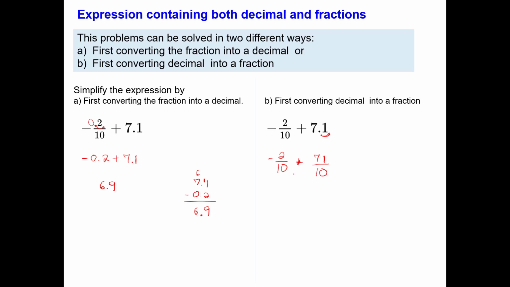Now, because we had a common denominator, all we had to do is subtract the numbers in the numerator. Then minus 2 plus 71 will be 79 positive over 10. And we know this and this is the same answer. Yes, there are two different ways we can express the same number. If we had 79 over 10, it is the same as 7.9.